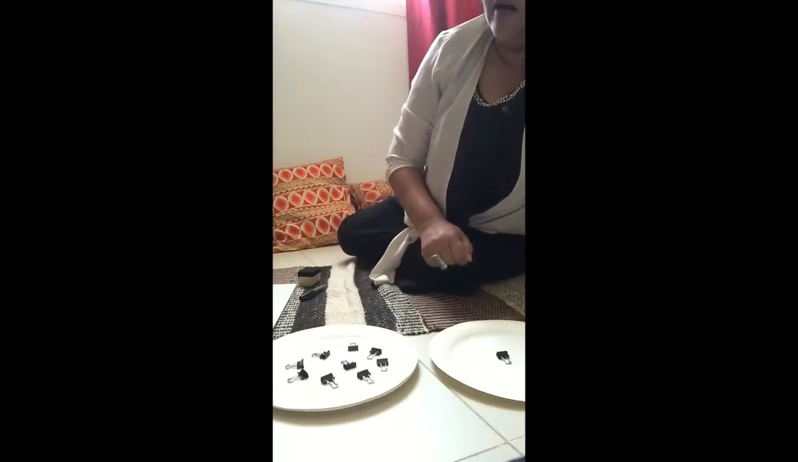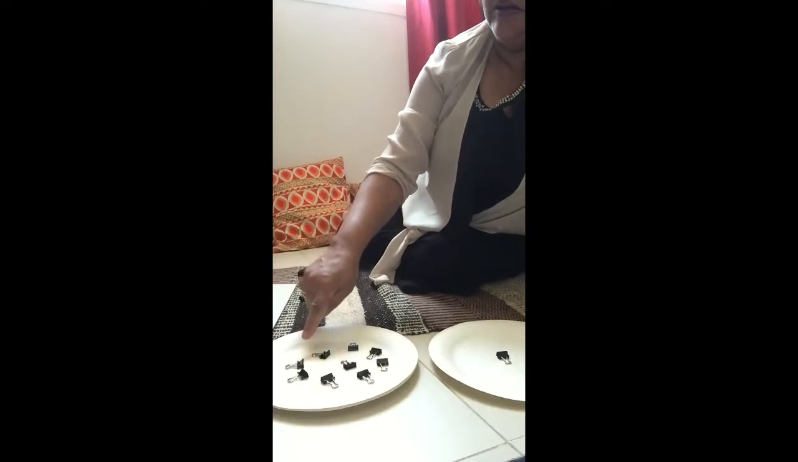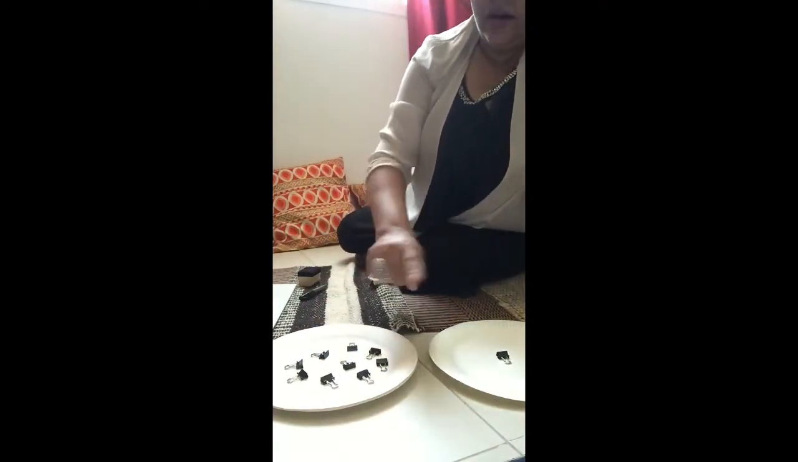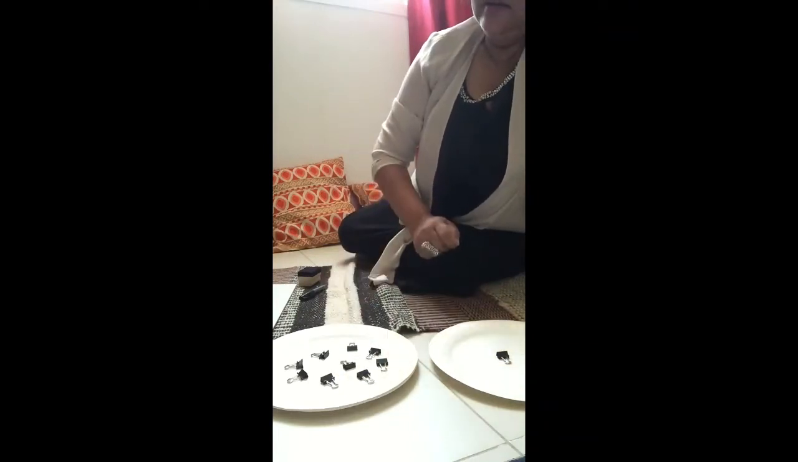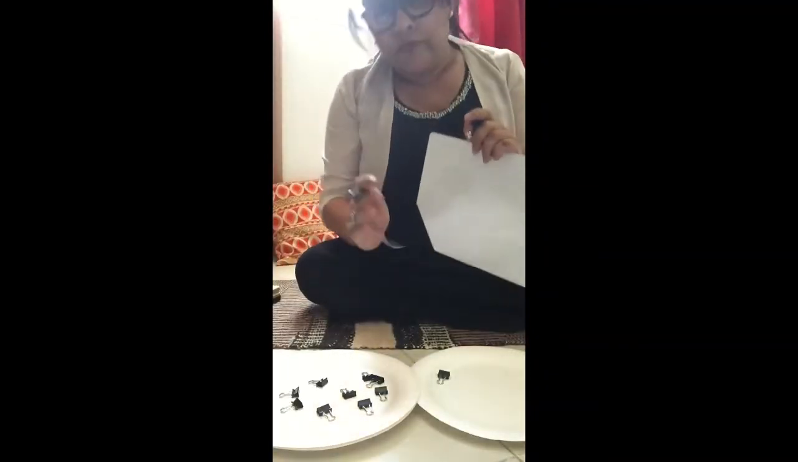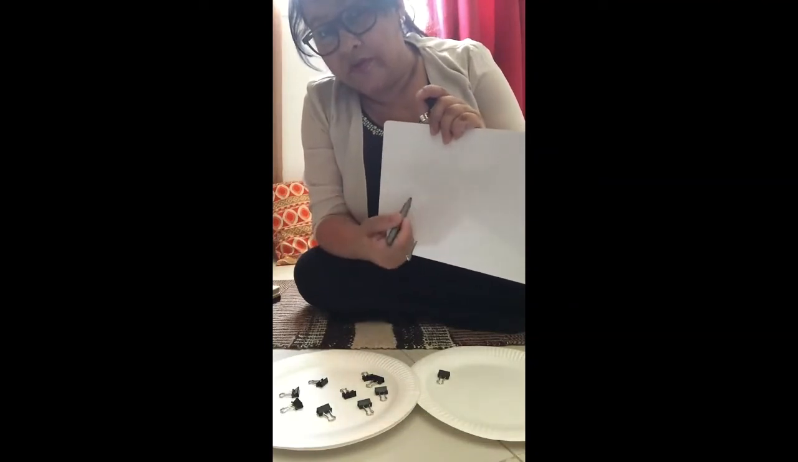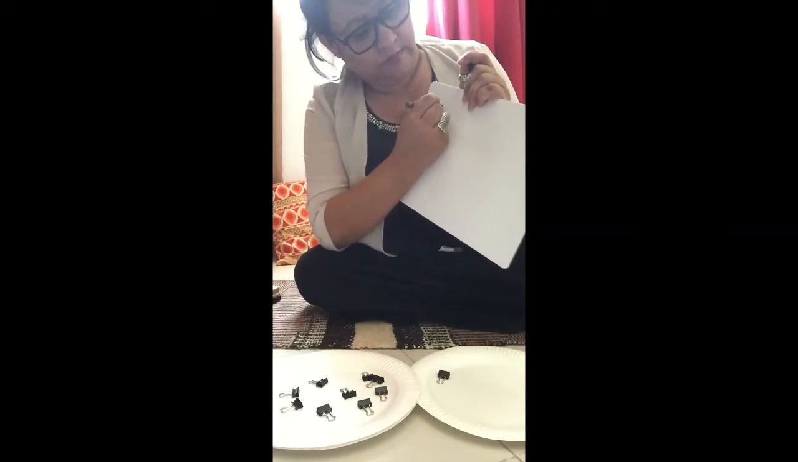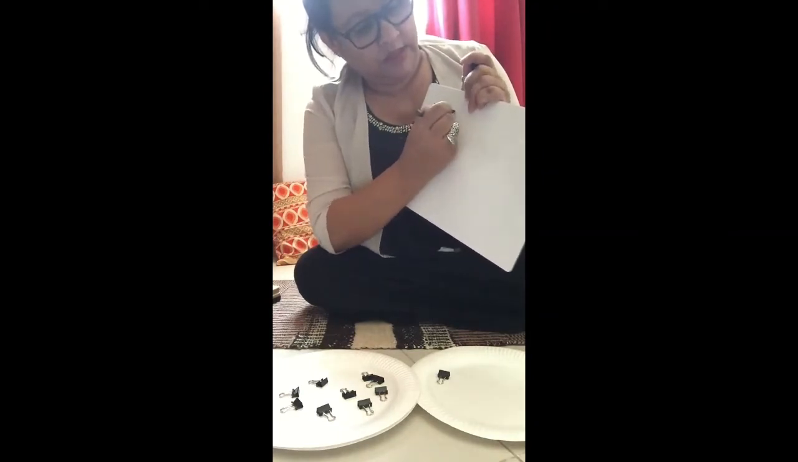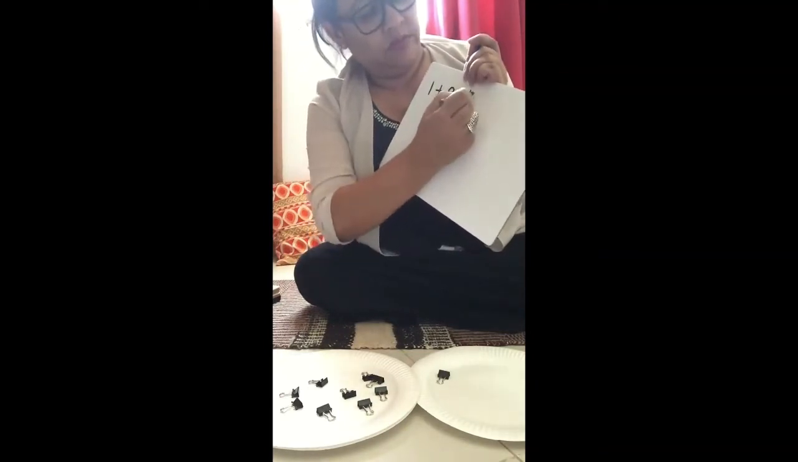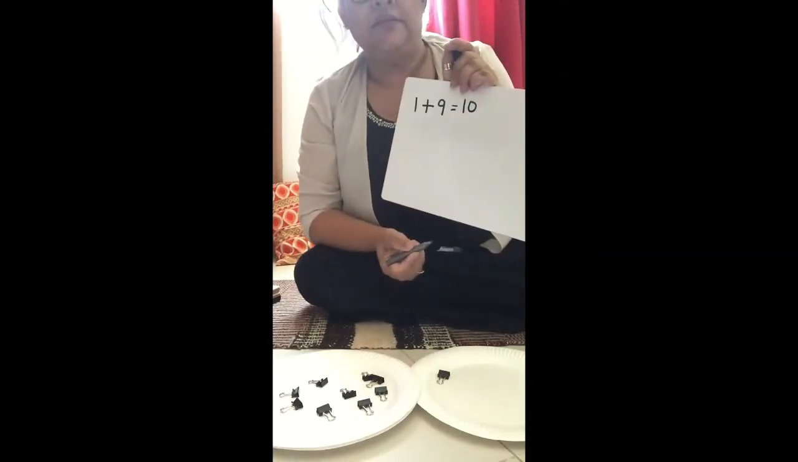So here we have found 1 and 9 together makes 10. Or 1 added to 9 is also 10. Don't forget to note your outcomes on the whiteboard. Like 1 added to 9 equal to 10.